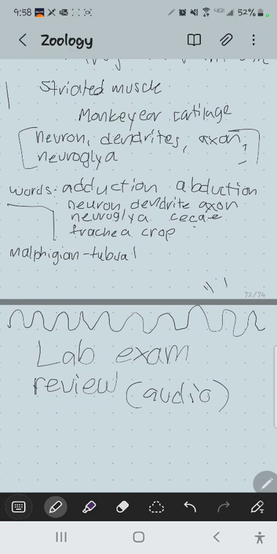So, station 8. That was the big clam in the jar. Label A was the foot. Label B is the siphon. And the feeding mechanism is a filter feeder. And clams are Bivalvia.